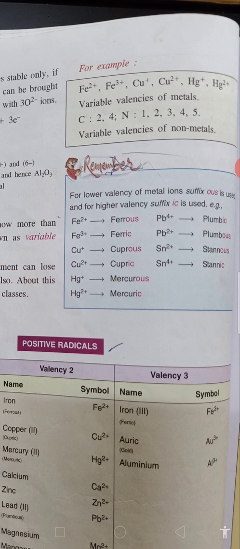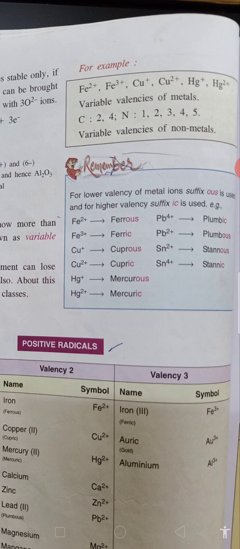Now children, if you have a metal with two valencies, then there is a way of naming them. For the lower valency of metals, we add the suffix OUS. For the higher valency, we use IC. For example, Fe is ferrum. So for Fe plus 2, we change it to ferrous, and if it is plus 3, the higher valency, we write ferric. So it has been changed to OUS and IC.